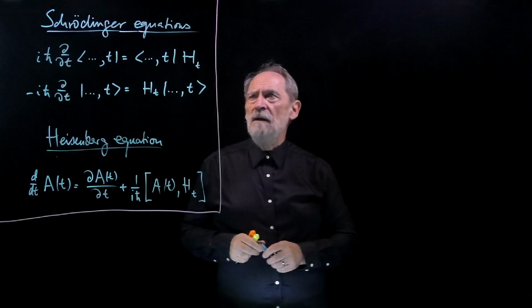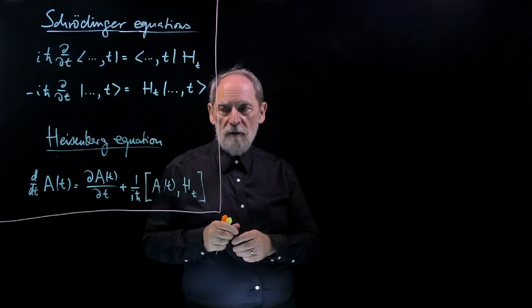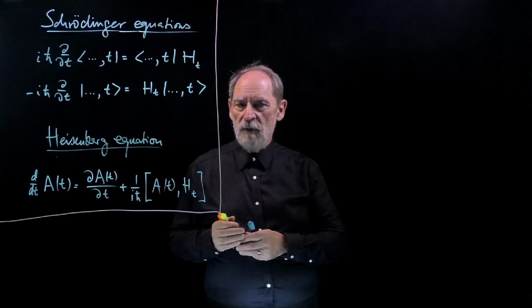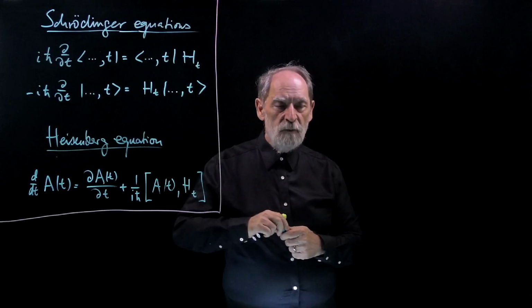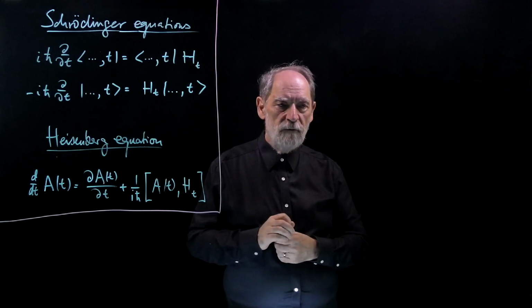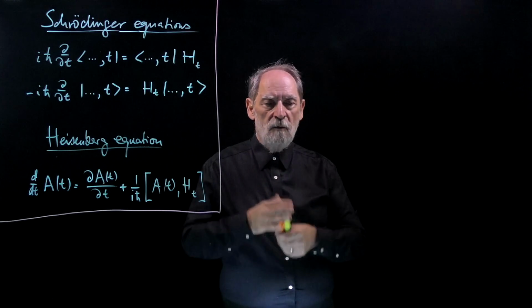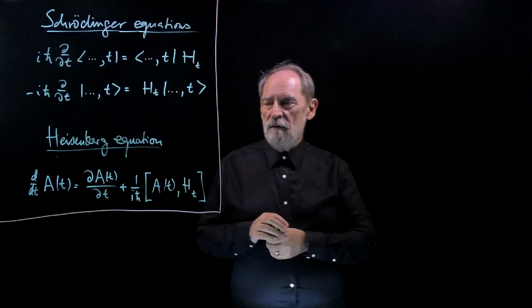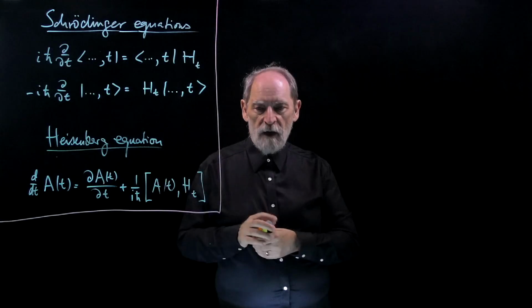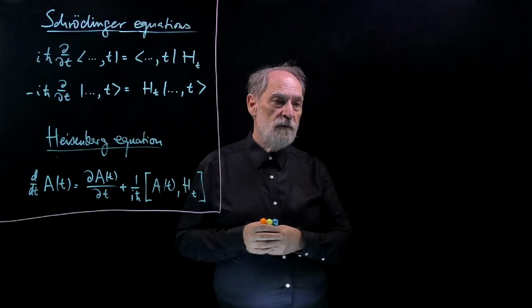Now, the main application of the Schrödinger equation is not so much for the kets and bras, but for wave functions. Now, let's remember what these wave functions are. Well, these wave functions are made of components, and these components are probability amplitudes. So we will ask in a short while, what is the time dependence of a probability amplitude?